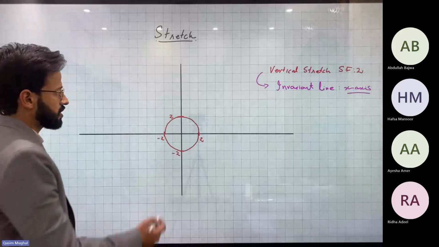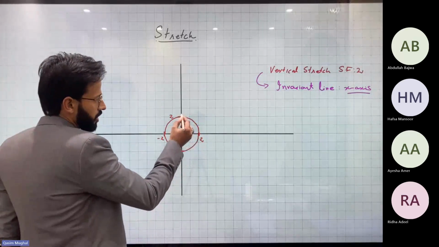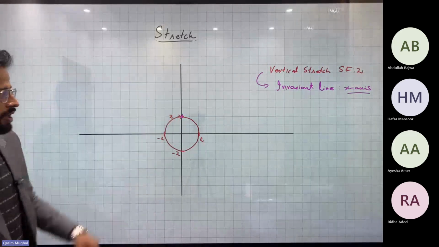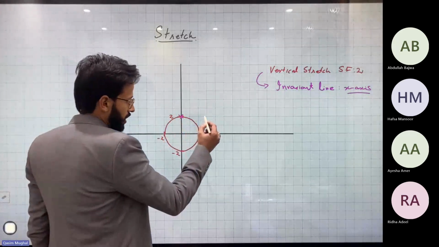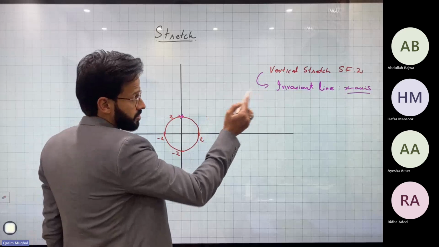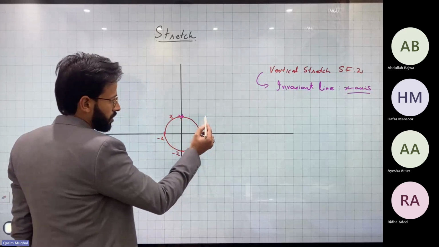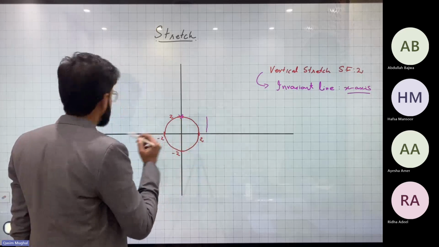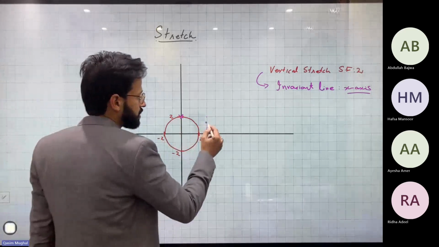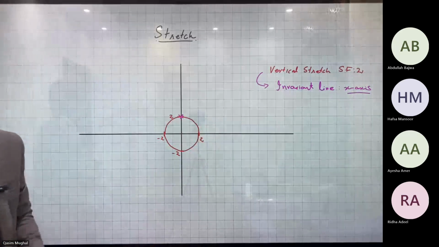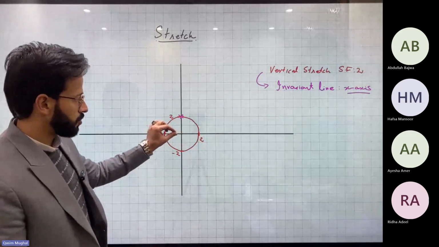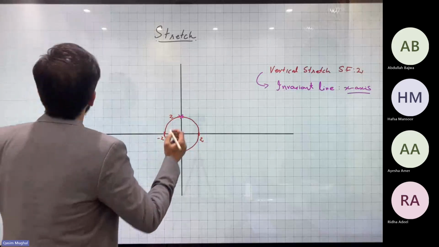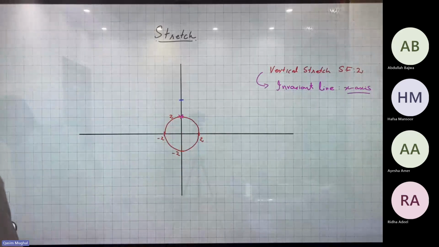Now, how do we apply the stretch? I'm not going to apply it on every point, so I'm going to apply it on the main points here. So let's say this is the point. This is how you are going to apply the stretch all the time. I'm applying a stretch factor of 2. So I'm going to see what is the distance of this point from the x-axis. As you can see, in this case, it is 2 units. So apply the stretch factor of 2. 2 times 2 will be 4. The new point is going to be on 4.